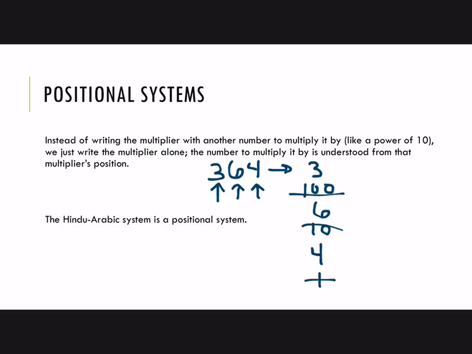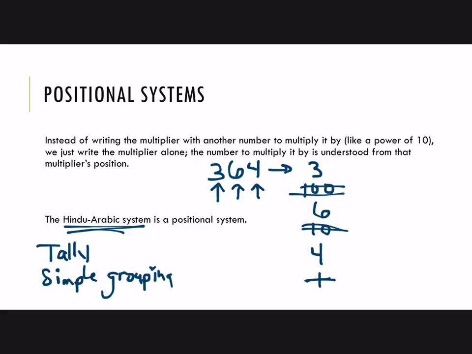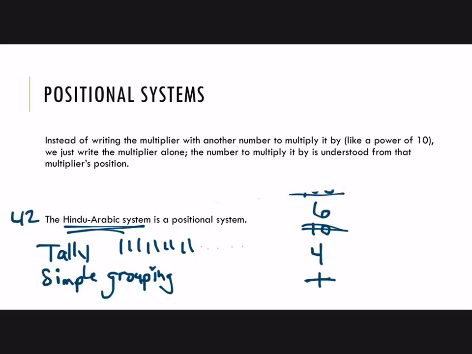So that final jump to the most advanced numeration system is recognizing that we don't need those extra numbers with the multipliers. So ours is the Hindu-Arabic system, and ours is positional. We don't use the tally system, obviously. We don't use simple grouping. That was like the Egyptian system, where they would write hieroglyphs over and over. So, in the tally system, the number 40, or like 42 or something, that would be 42 tallies over and over and over again. All right, that's the tally system.